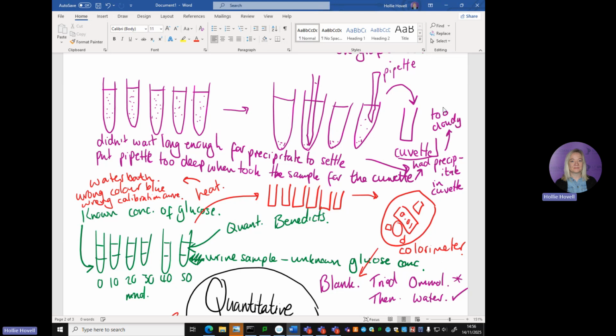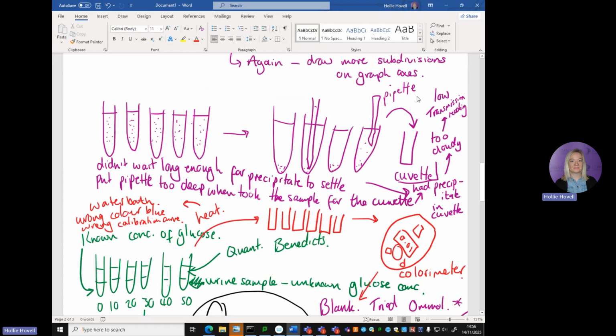Therefore, when you tried to measure the transmission, not as much light went through, so you got a low transmission reading. And therefore, your graph would have been inaccurate. I've run out of space, sorry, I'm going to move over here and use this little bit of space. So you got a lower transmission reading than you should have.